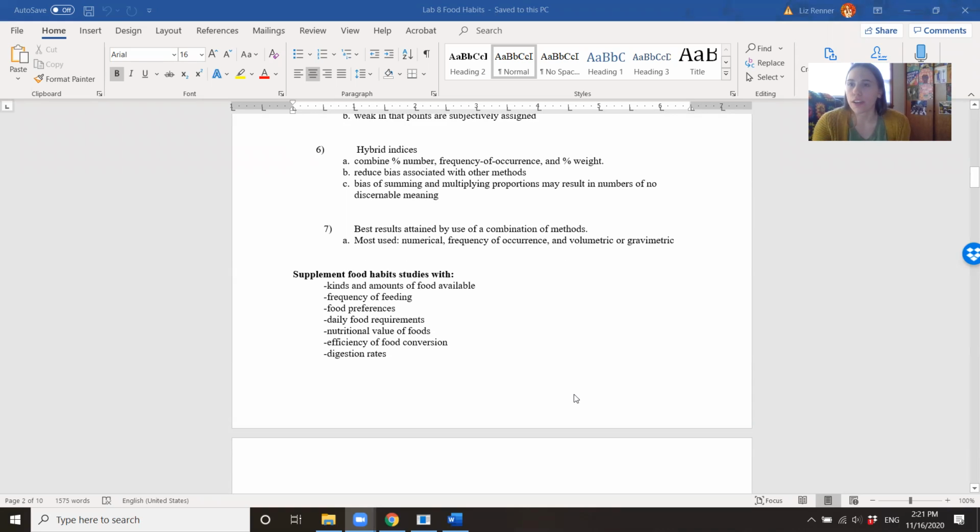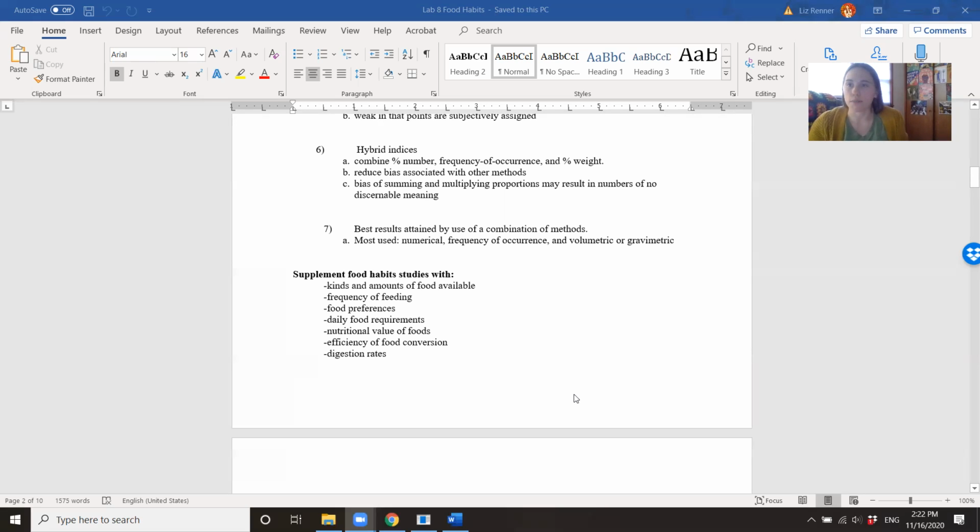So anyhow, some other things you can supplement food habits with include daily food requirements. So if you can calculate the caloric needs of an individual or the average caloric needs of fish of different sizes for a species, then you can look at whether they are consuming whatever it takes to meet their minimum daily caloric needs. And maybe if they don't in a particular impoundment, you can collect more data to figure out what it is they're eating and why they are not eating higher caloric food. Is it just not there, or are they just not selecting for it? You can also do analysis on the nutritional value of foods.